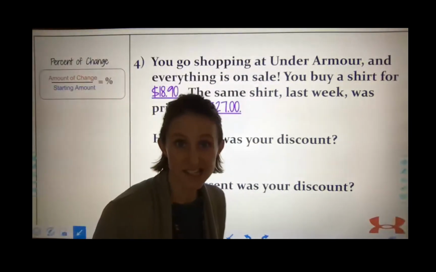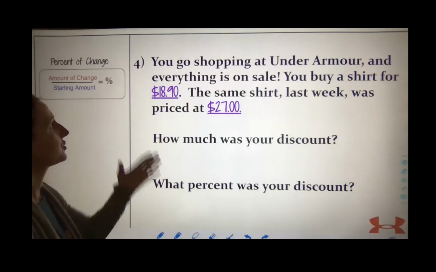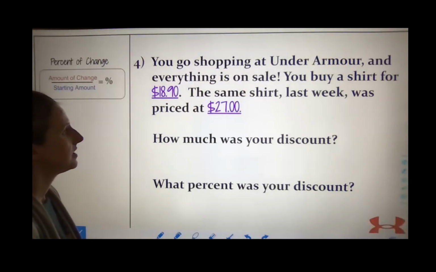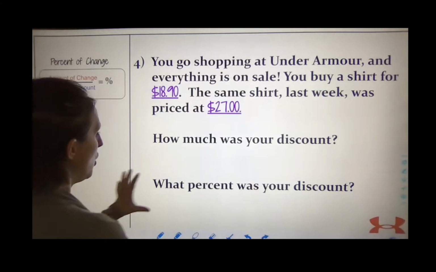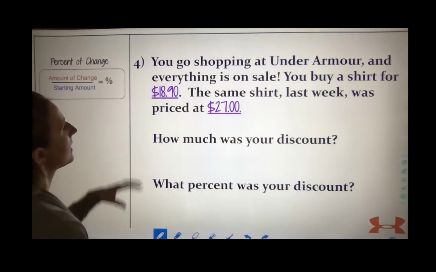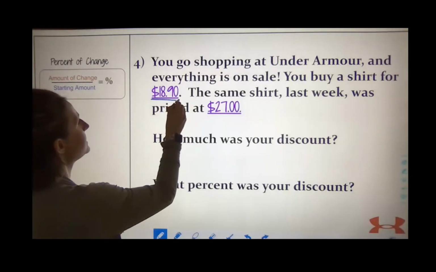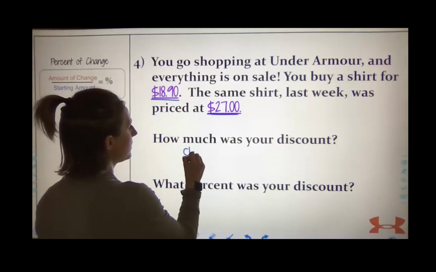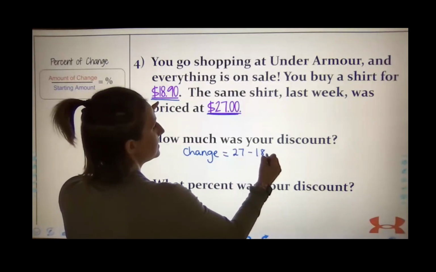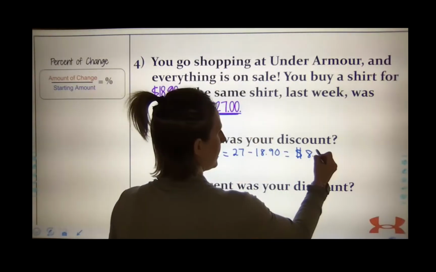Example 4 is going to be our last example for today. You go shopping at Under Armour and everything is on sale. You buy a shirt for $18.90. The same shirt last week was priced at $27. How much was your discount? What percent was your discount? So we have two pieces that we need to answer here. First of all, how much was your discount? That is our change. So we have our $18.90 and $27. Let's calculate our change in the price there. Take 27 minus $18.90. What does that equal? $8.10.